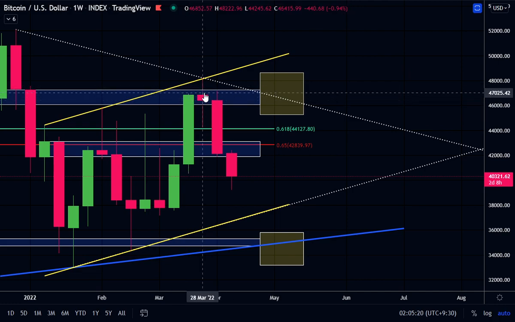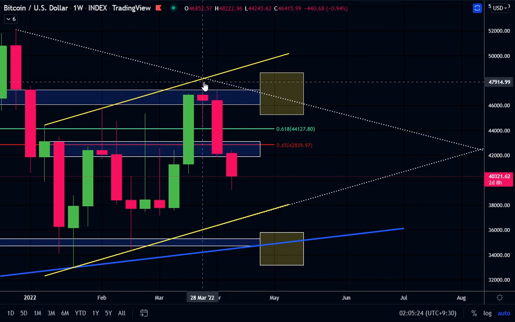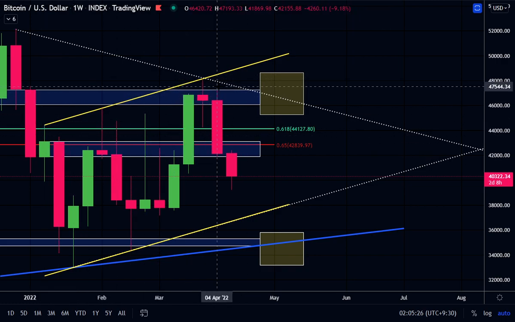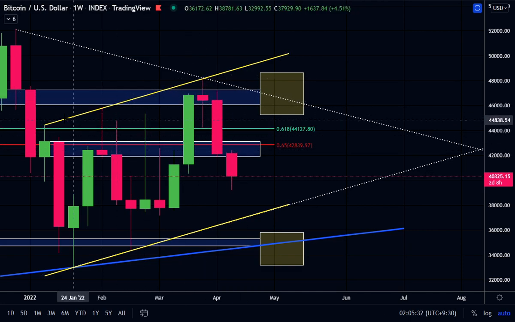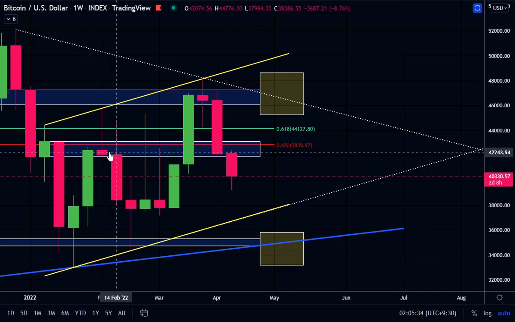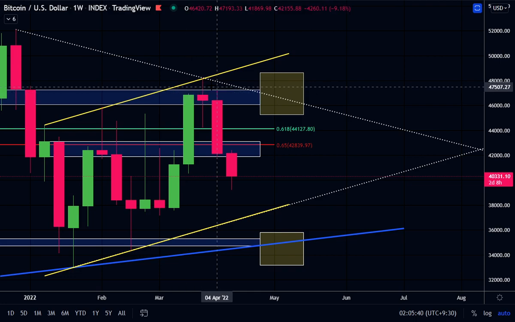We got an SFP here, which is a swing failure pattern, when we wick above the previous price action, but the candle closes red. It can indicate a turnaround. Also with this candle, we wicked above the previous price action, indicating a turnaround. It's not a 100% signal, but it does play out quite often.